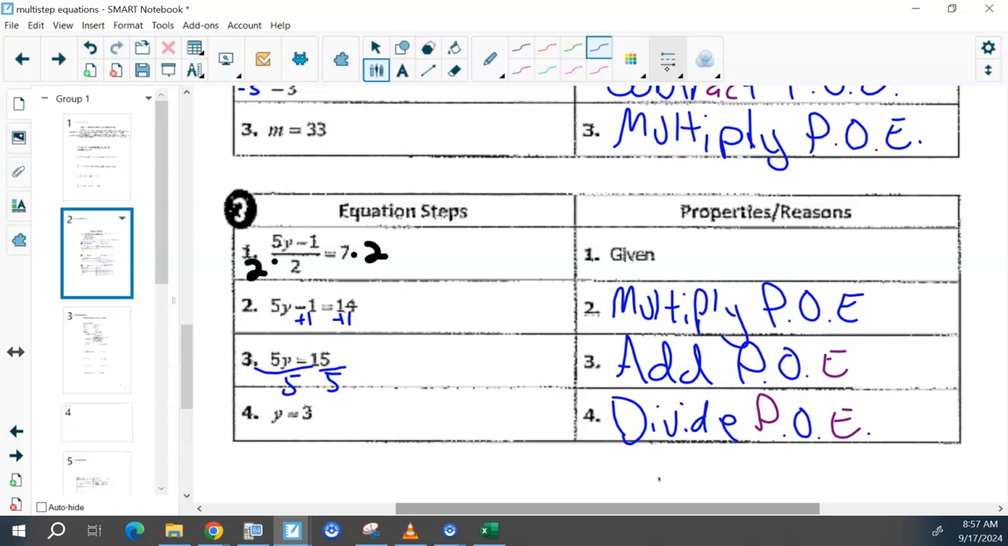So for number 3, you should have had these 3 things. Multiplication property of equality, addition property of equality, and then division property of equality. Do you have any questions about those 3?